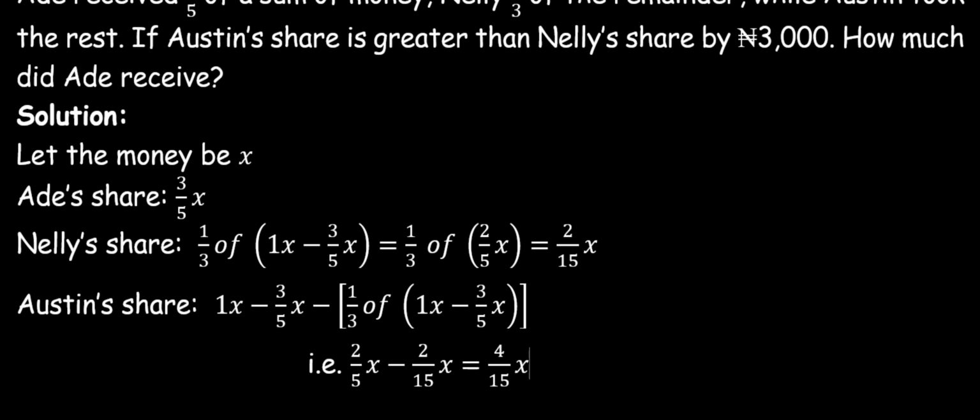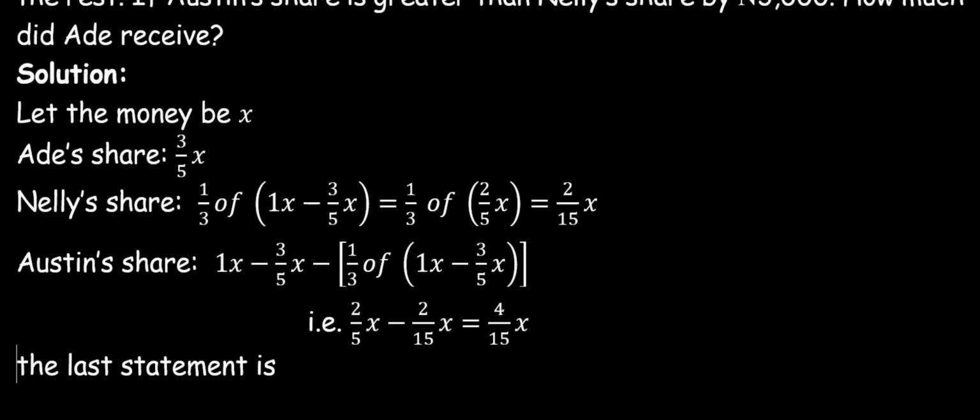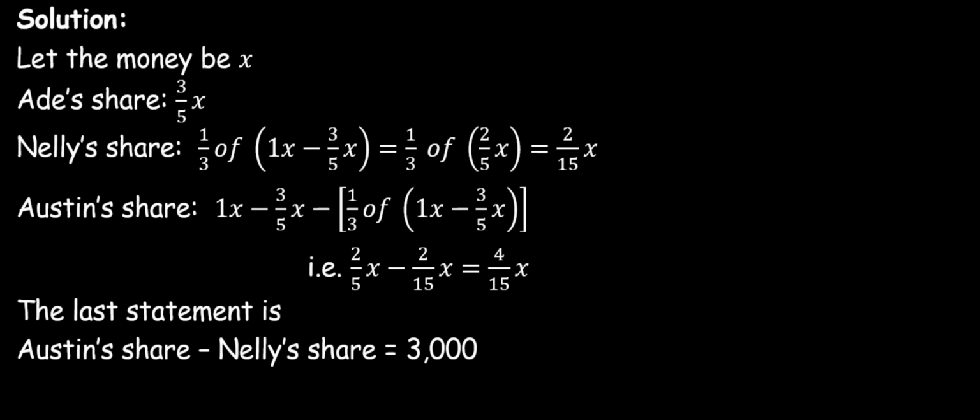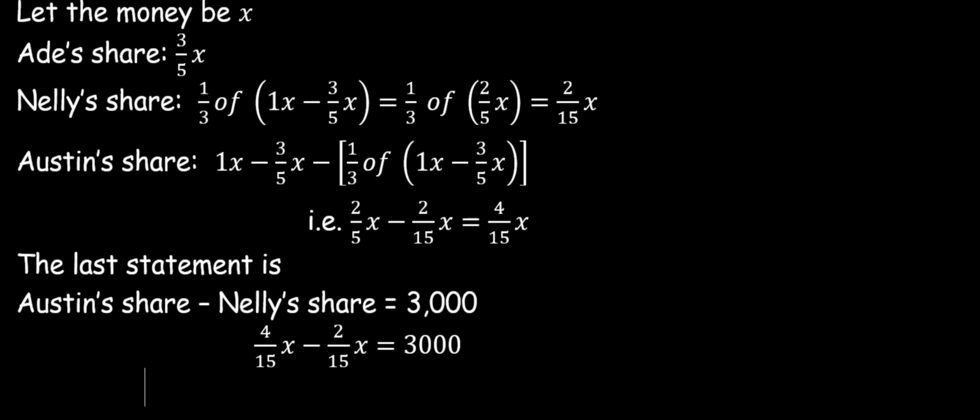The last statement is Austin's share minus Nelly's share is equals to 3,000. And that gives us a view of what to substitute. Austin's share is 4 over 15x minus Nelly's share is 2 over 15x is equals to 3,000. Next, we do the simple arithmetic operation, and that will be 4 minus 2 at the numerator all over 15, putting x outside the bracket equals to 3,000.